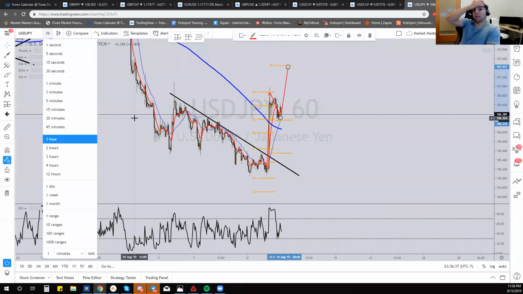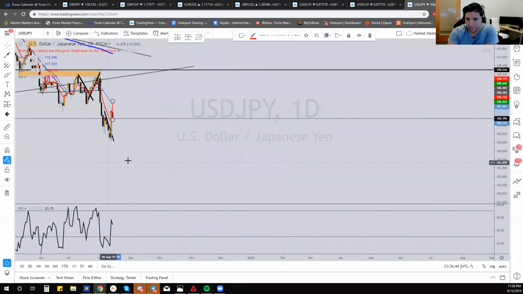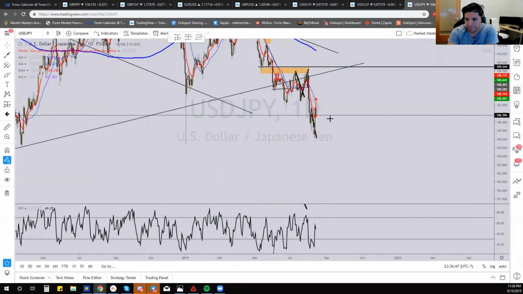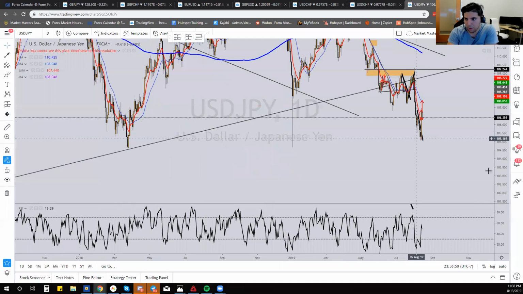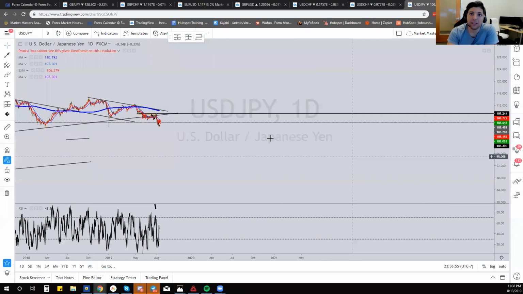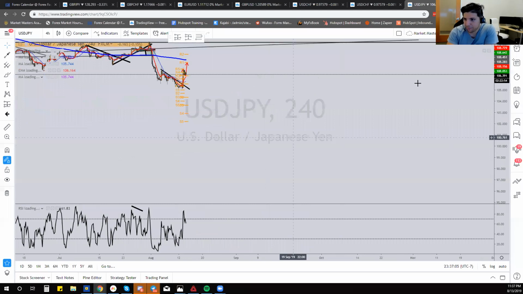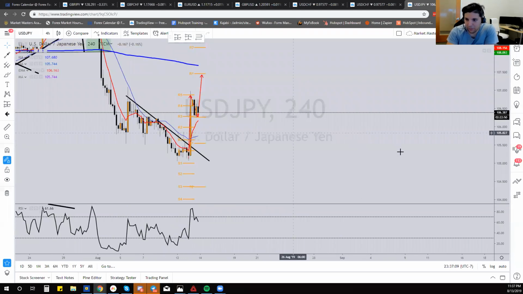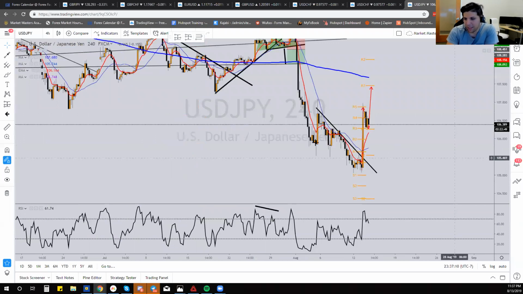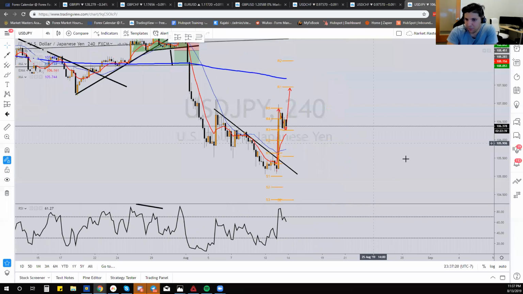Someone said UJ daily possible inverted head and shoulders. Let's check that out. Okay, I don't know what you're looking at with UJ. Definitely not an inverted head and shoulders for that. But I guess if you're saying this is the left shoulder, this is the head, and then this is getting towards the right shoulder, then that'd be pretty accurate.